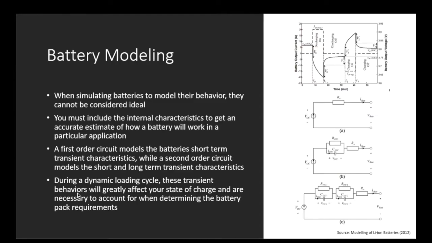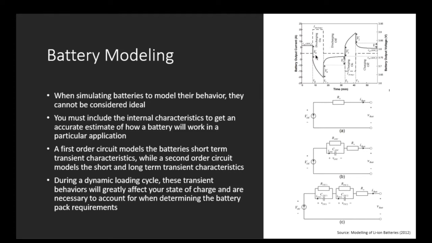The next topic we're going to talk about is battery modeling, and this is a way of characterizing how batteries work during their life cycle. A battery can't just be modeled as an ideal voltage source because they have transient behaviors that must be taken into account in order to accurately determine what size pack you need or how much energy you need.